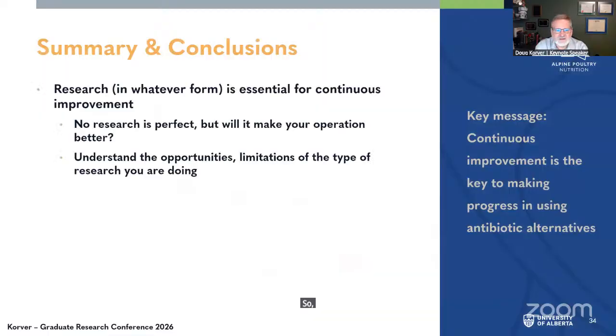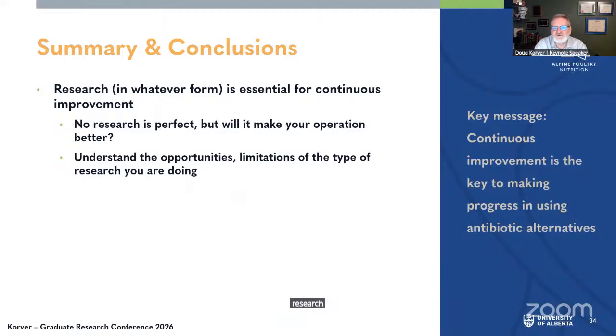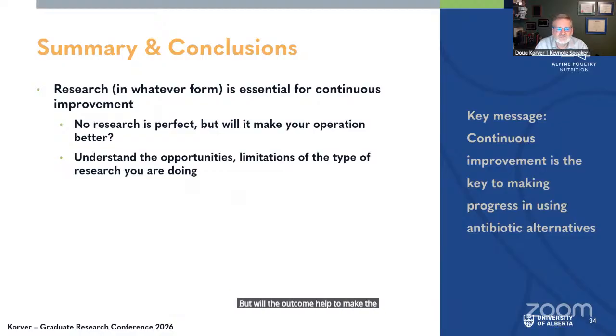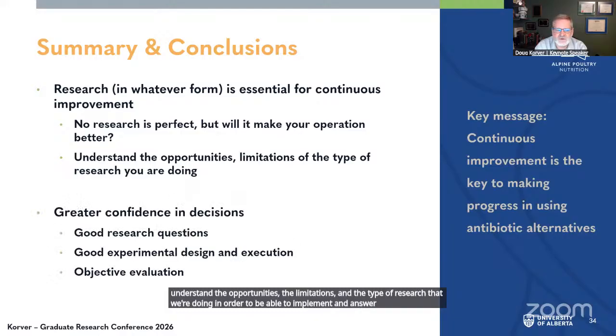So in summary, our research in whatever form, whether it's university scale or commercial scale, we need to be doing research in order to continuously improve. And we need to recognize that no research approach is perfect, but will the outcome help to make the operation better? So we need to understand the opportunities, the limitations, and the type of research that we're doing in order to be able to implement and answer those questions.